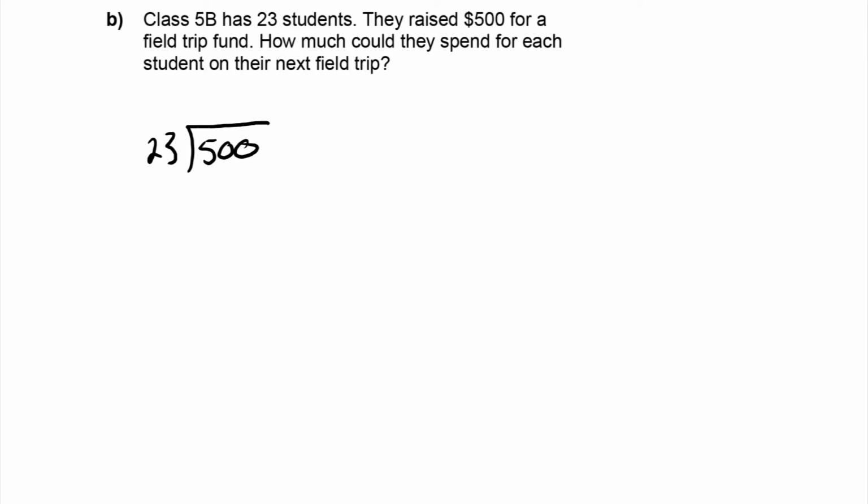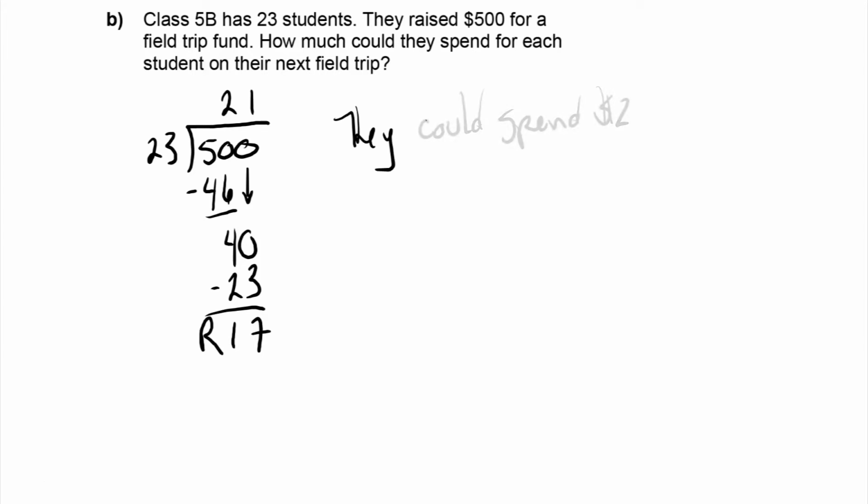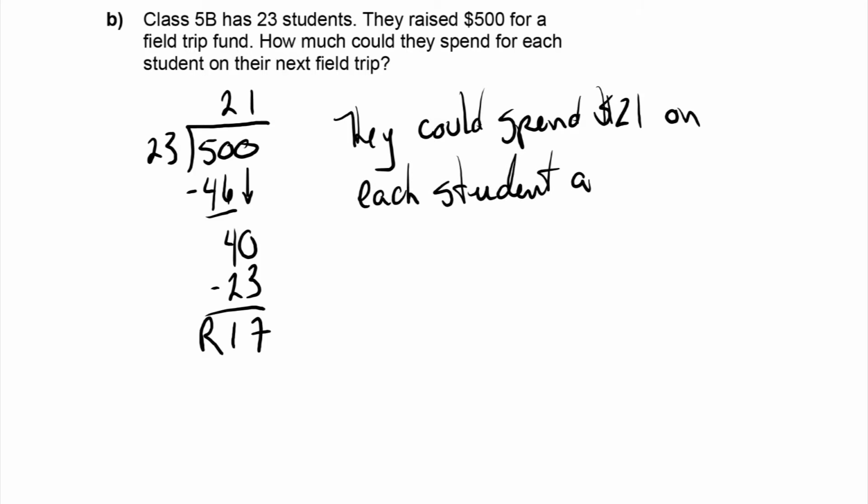I'm not exactly sure how many 23s go into 50, but I'm going to guess that it can only be 2. 2 times 23 is 46. 50 minus 46 is 4. Bring down the 0. 40. I'm only going to have 1 23 in 40. Subtracting that gives me 17 remainder. So they could spend $21 on each student and have $17 left over.